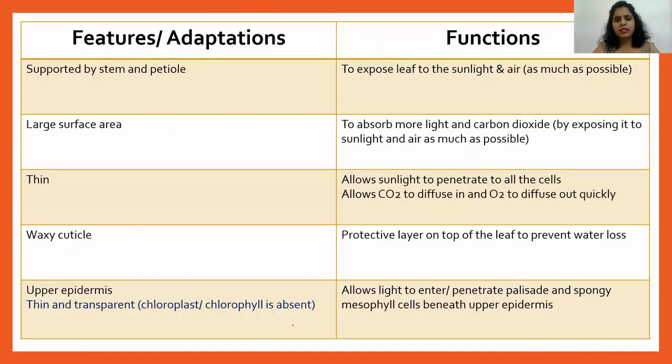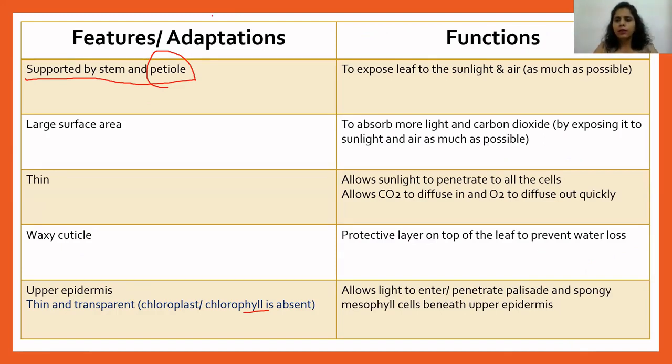Now we'll discuss in detail the features and adaptations of this leaf. The first very important feature is that the leaf is always supported by the stem and petiole. I've told you in the external structure of leaf that every leaf has a petiole. Now what is the function of petiole? Petiole helps in holding the leaf flat or straight like this.